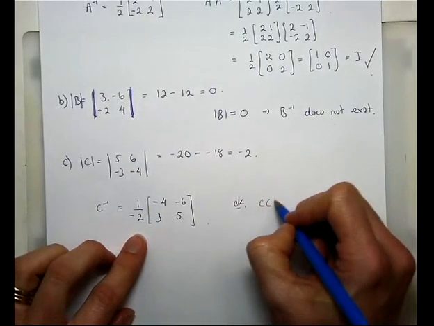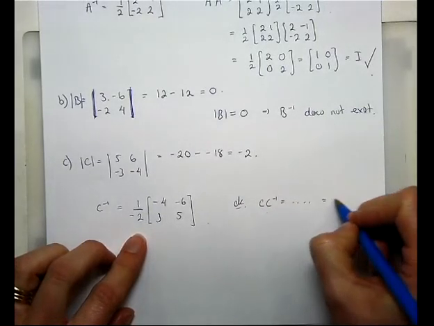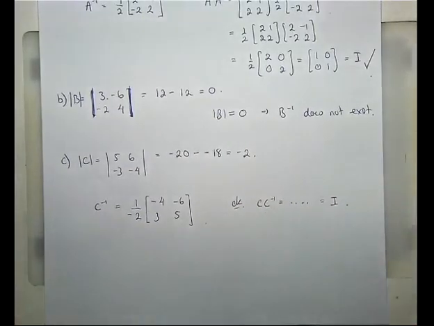And once again, on the weekend, if you're looking for something fun to do, you can do this and you can show that what we started with times the inverse is going to equal the identity. But we're not going to do it now. Okay, does anyone want to ask any questions about that one?